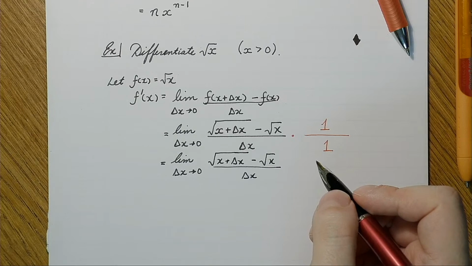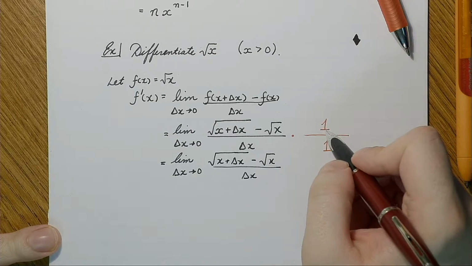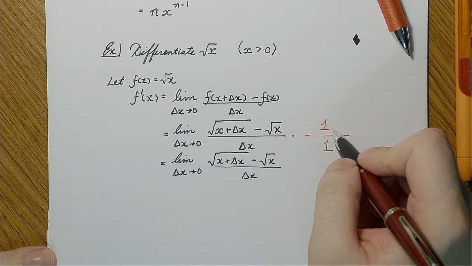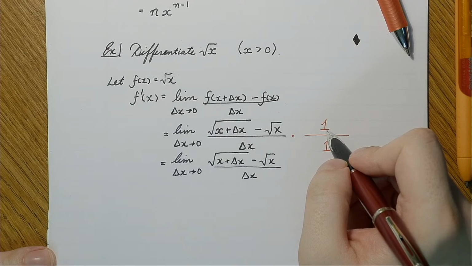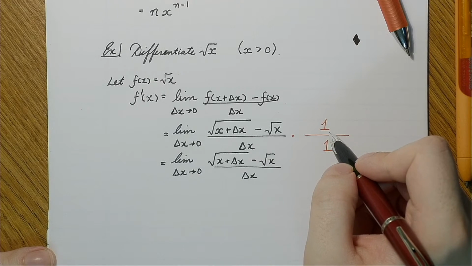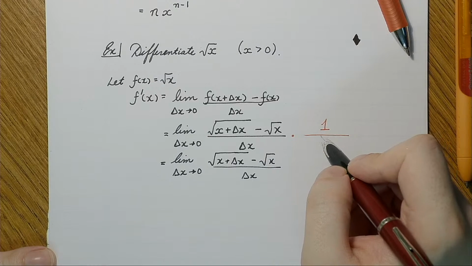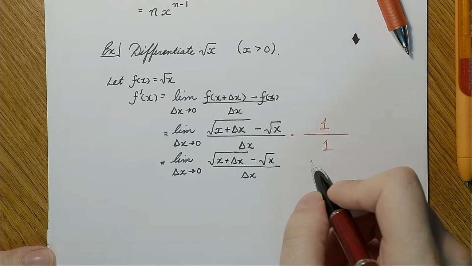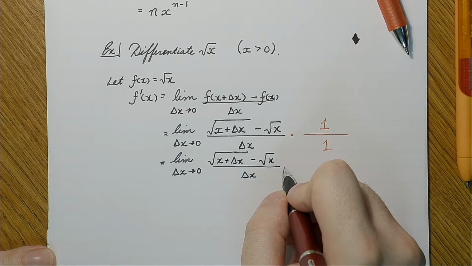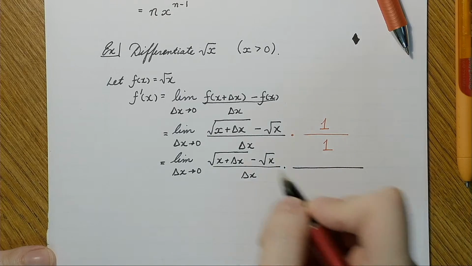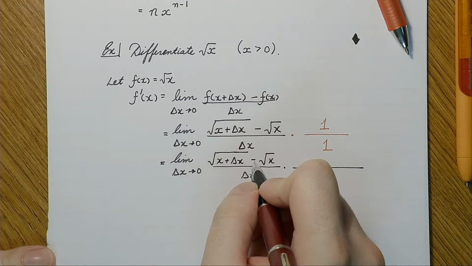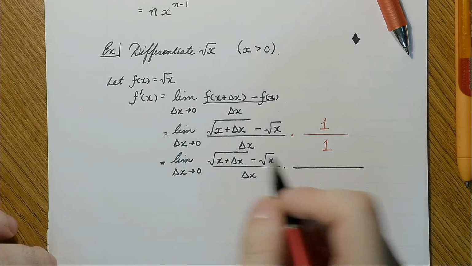But what we're going to do is multiply by a special one. We're going to use what's called the radical conjugate, or the conjugate radical. And what that just means is we take this, and instead of using a minus, we use a plus.